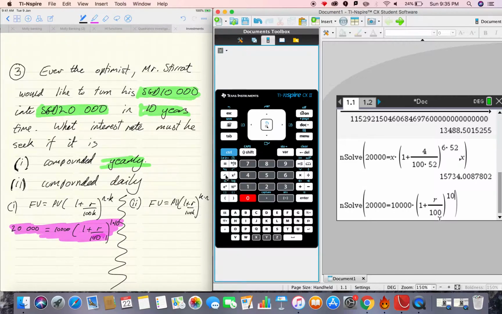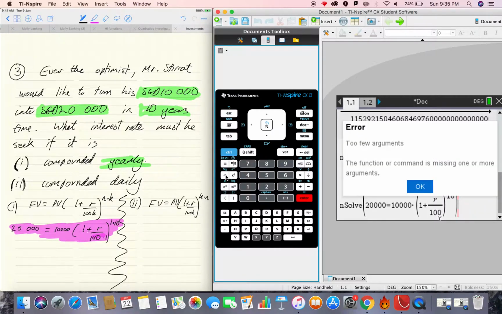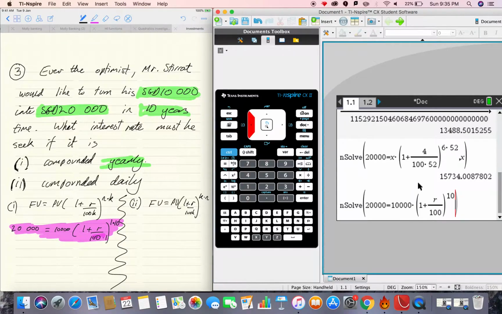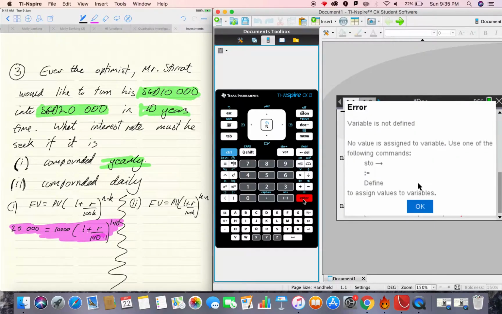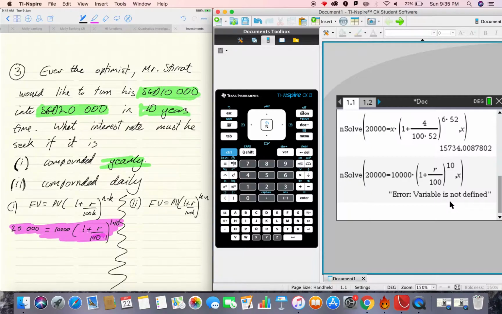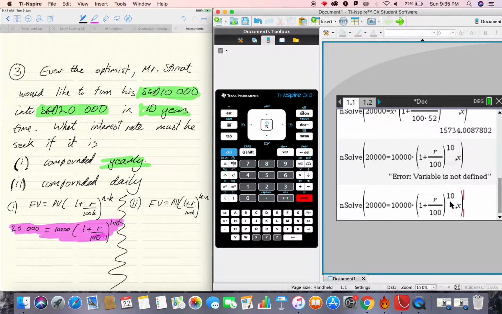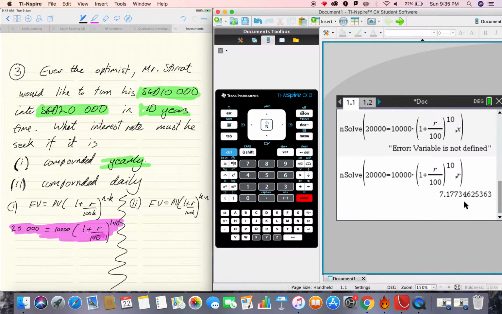Okay. And what you'll find is if you press enter now, it doesn't work because there's too few arguments, because nsolve demands that when you finished writing your equation, you must press comma and then the variable you're solving for. So if you press X and press enter, it still doesn't work because there is no X defined as the variable. So instead of having to type that again, press up arrow, enter, and now just go back and replace the X with an R. So I'm solving the equation for R, and there you go.